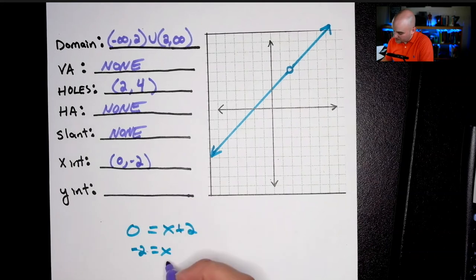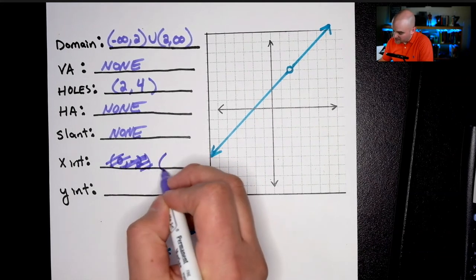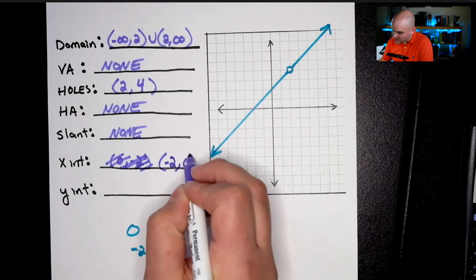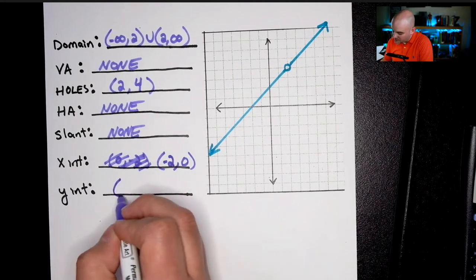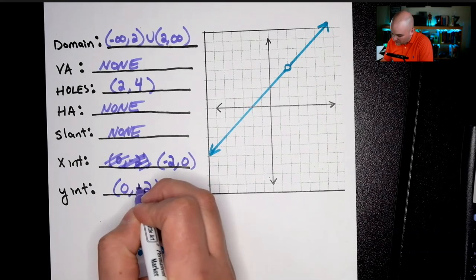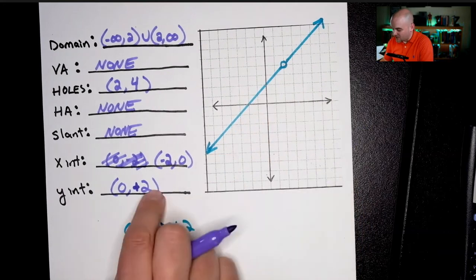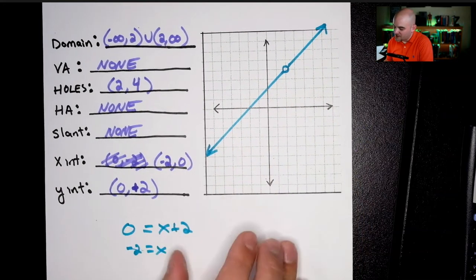So, wait a minute, I got that backwards, didn't I? The x-intercept is at negative 2, 0. And then the y-intercept is at 0, positive 2. That's what's nice about having the graph. One of those days, right? Double check, and it's nice to have that graph there because you can say, wait a minute, I did something wrong.